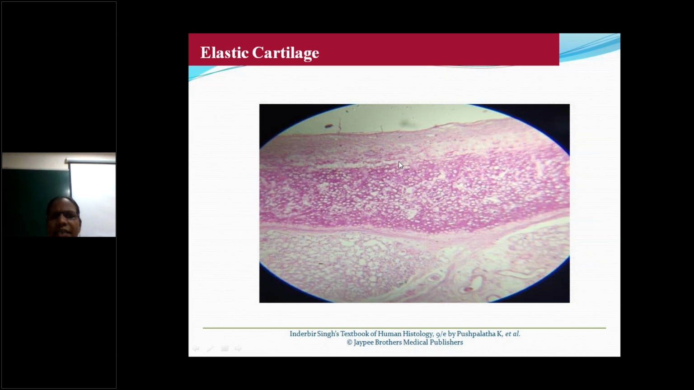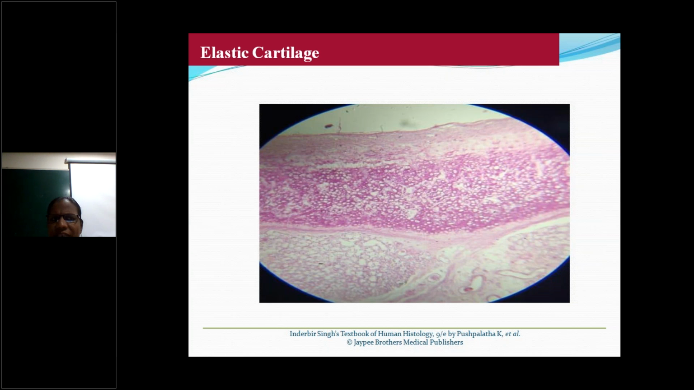We are calling this cartilage elastic cartilage. Why? Because the matrix contains a number of elastic fibers. Small thread-like structures are seen between the chondrocytes; that we call the elastic fibers. So elastic fibers are present between the chondrocytes within the matrix. Hence we call this cartilage elastic cartilage. The structure is the same as that of hyaline cartilage, with only one difference: the matrix has elastic fibers.